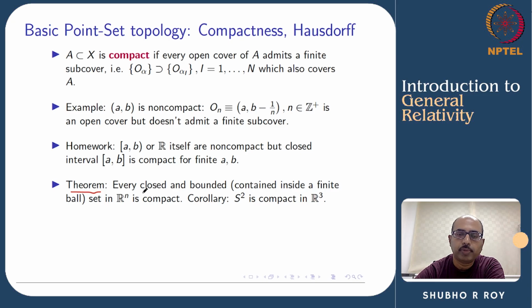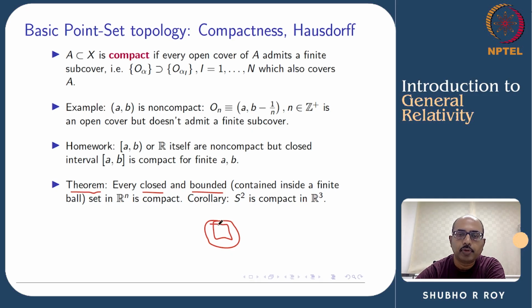Now, closed. Everybody knows what a closed set is in Rn. In Rn with the standard topology, open balls give you a basis for the topology, and if you take the complements of those, they become closed sets. I haven't introduced what a bounded set is, but the idea is that if you can accommodate any set in Rn inside a finite ball, then I would call this set bounded.